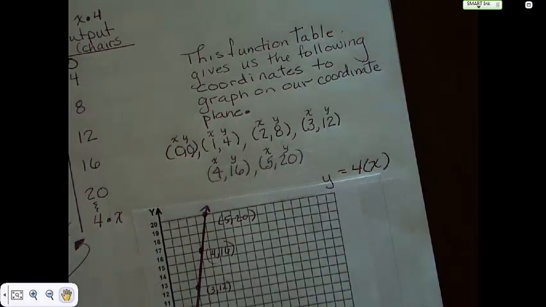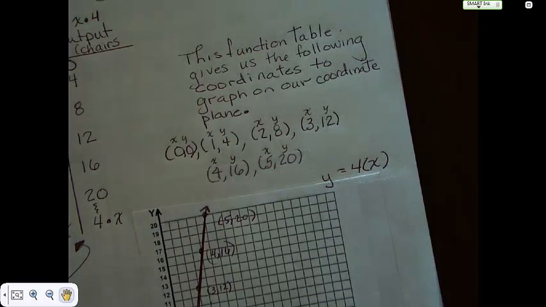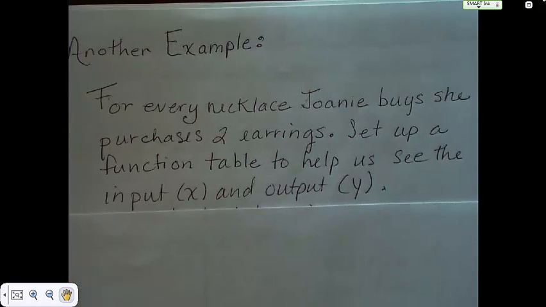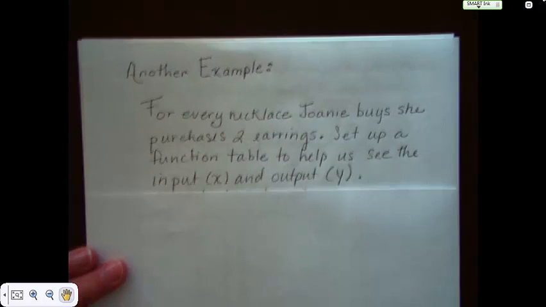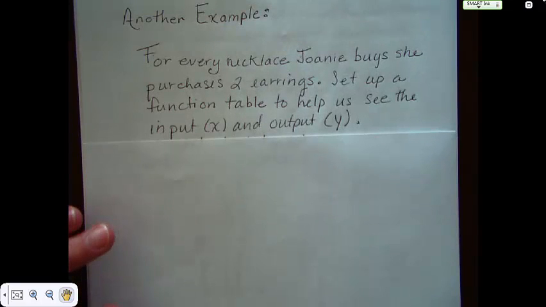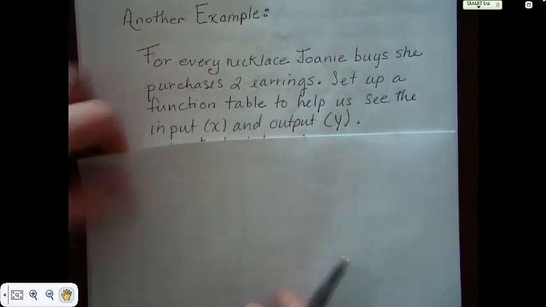Now you notice the line doesn't go below 0. That's because you can't have negative tables and negative chairs, right? Can't have that. Okay, let's do the next example. This one hopefully will make some sense to you. Alright, for every necklace Joni buys, she purchases 2 earrings. It says set up a function table to help us see the input and output, x and y.